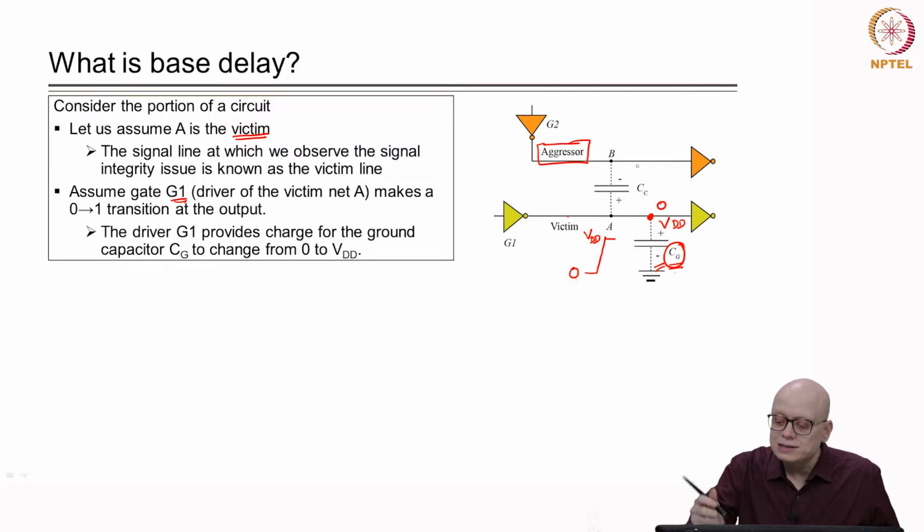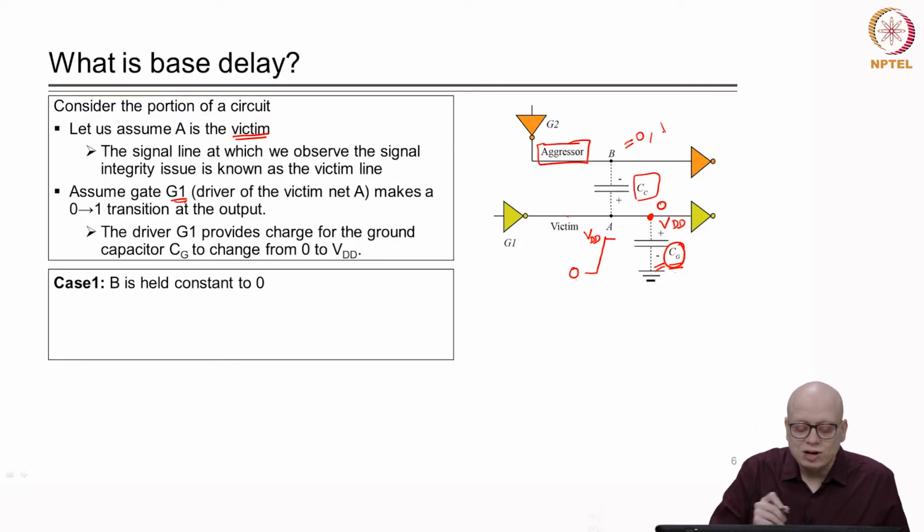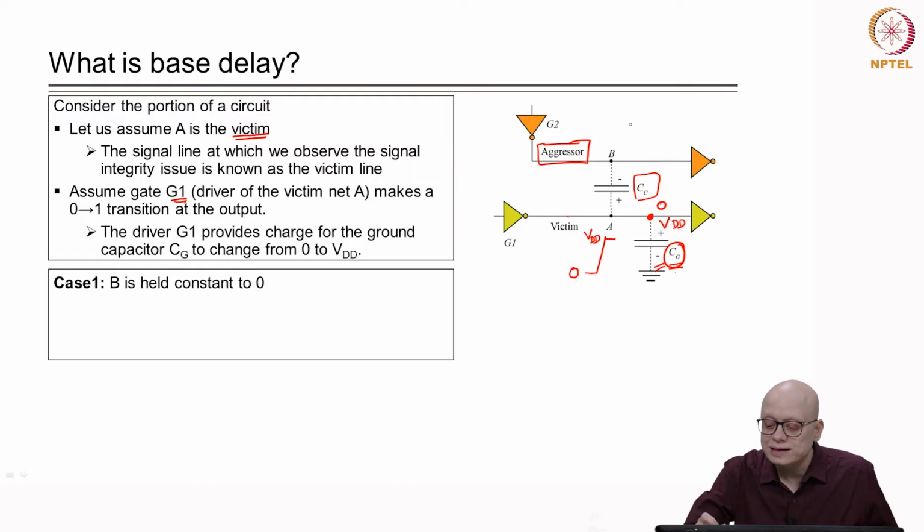Now, what about the capacitor CC? Whether it will be charged or not, let us see. The line B is having no activity, meaning that it is not changing, but it can be held either at constant 0 or constant 1. Let us understand the behavior when line B is held constant at 0. Suppose B was held constant at 0. Initially the line A was 0 and B is held at 0.